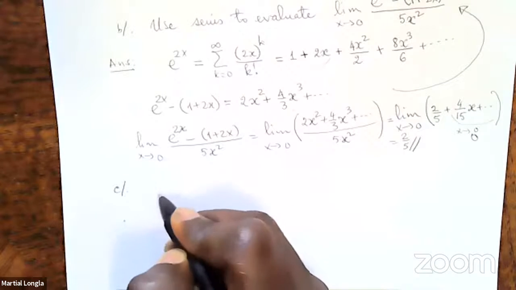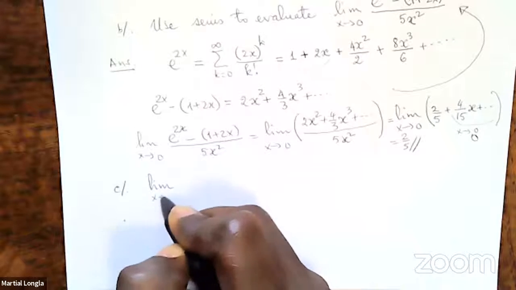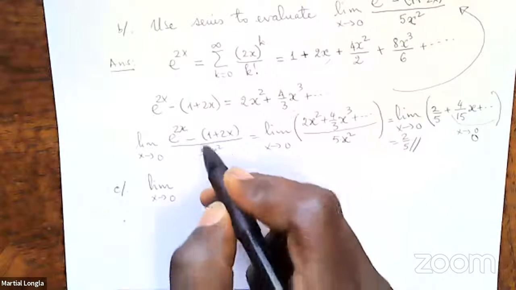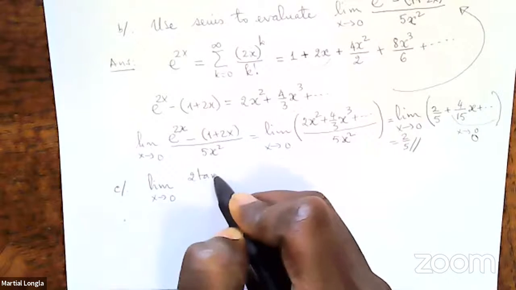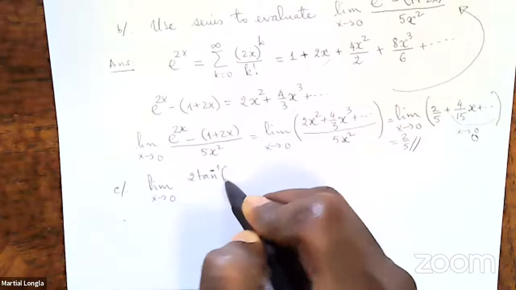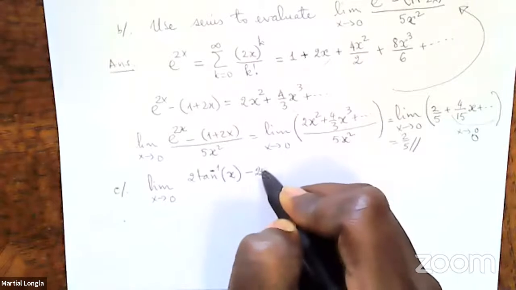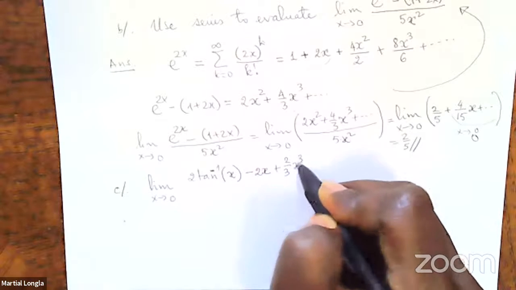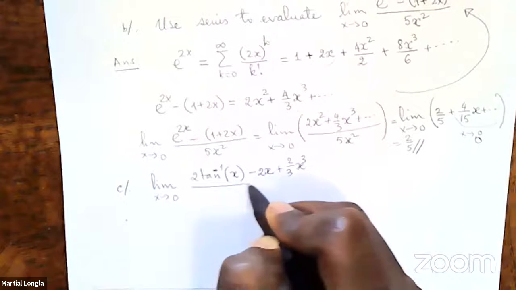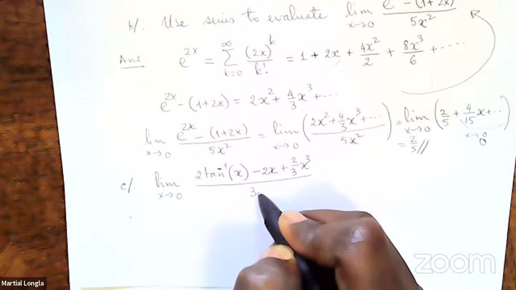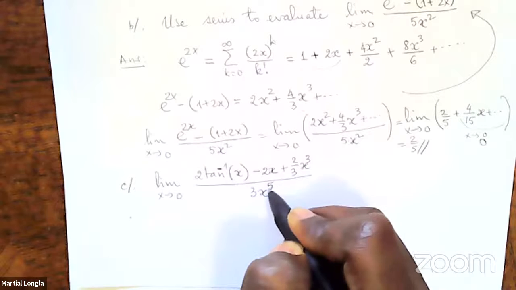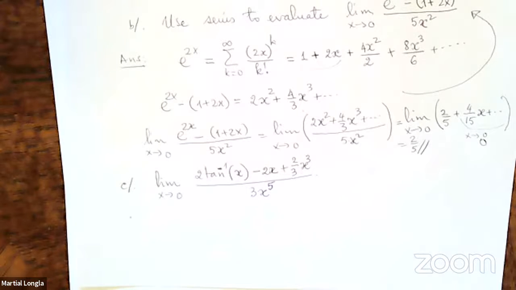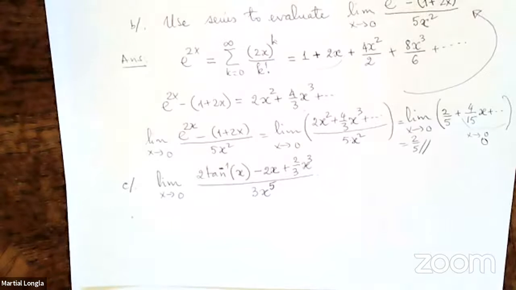You get 5 minutes to think about it. The limit as x goes to 0 of 2 tangent minus 1 of x minus 2x plus 2/3 x cubed over 3x to the fifth. And I say you can use your notes from the previous lectures to find out what is tangent minus 1 of x. What's the power series of tangent minus 1 of x?